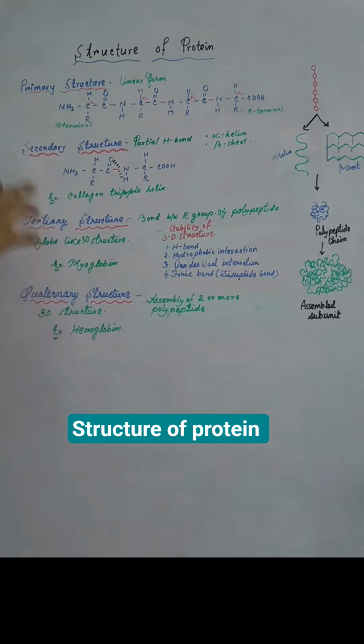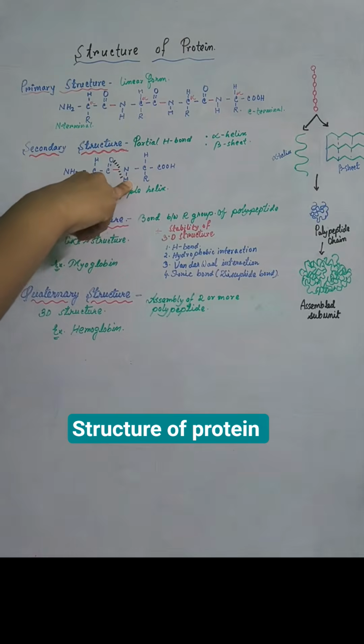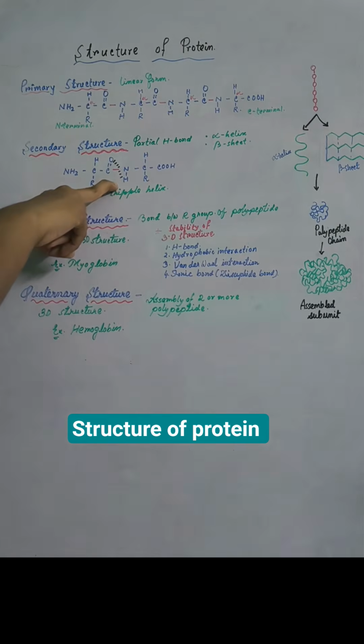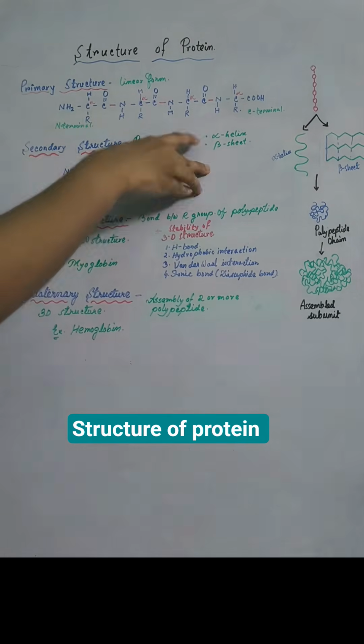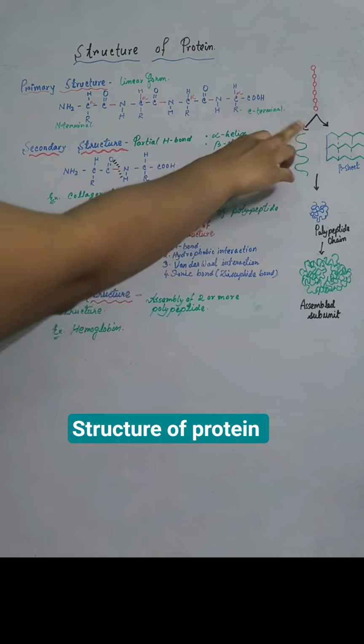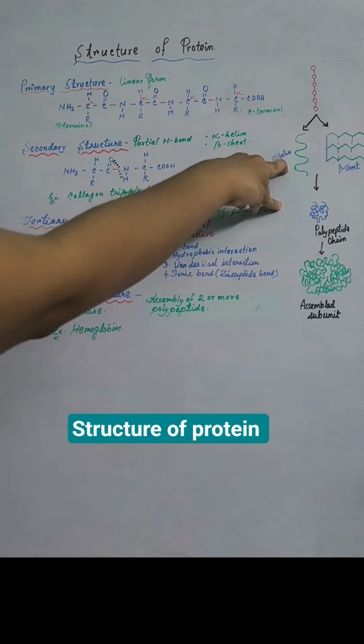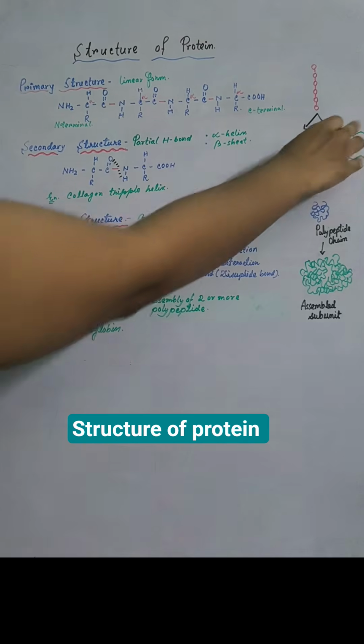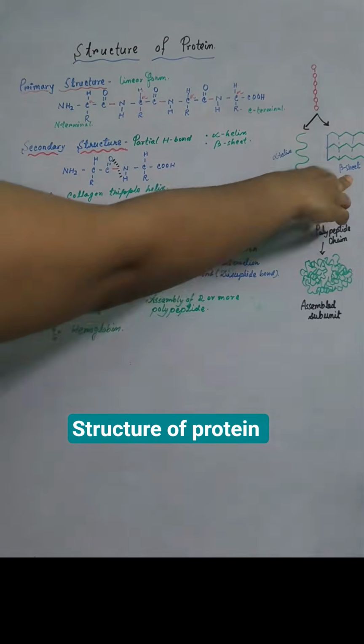bond formation. Now, the next type, the secondary structure, is the protein structure where the oxygen atom and hydrogen atom within the peptide bond form a partial hydrogen bond, and therefore this forms a secondary structure. So there are mainly two types of secondary structure. One is the alpha helix, another one is the beta sheet. Basically, this is a helical structure that forms the alpha helix, and a sheet-like structure that forms the beta sheet structure.